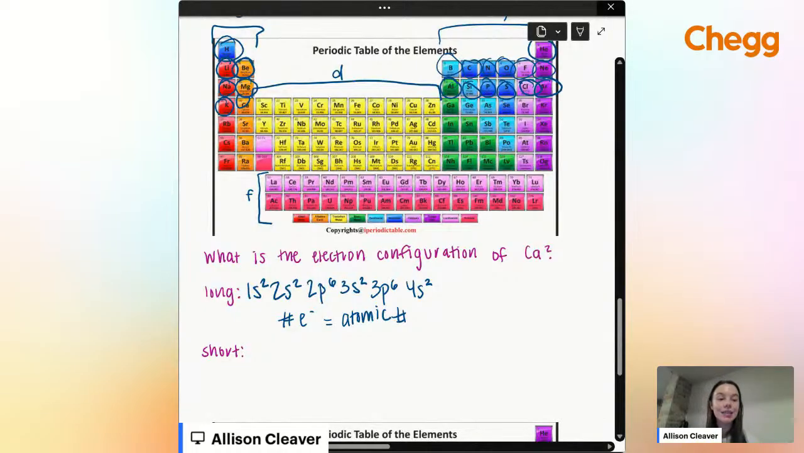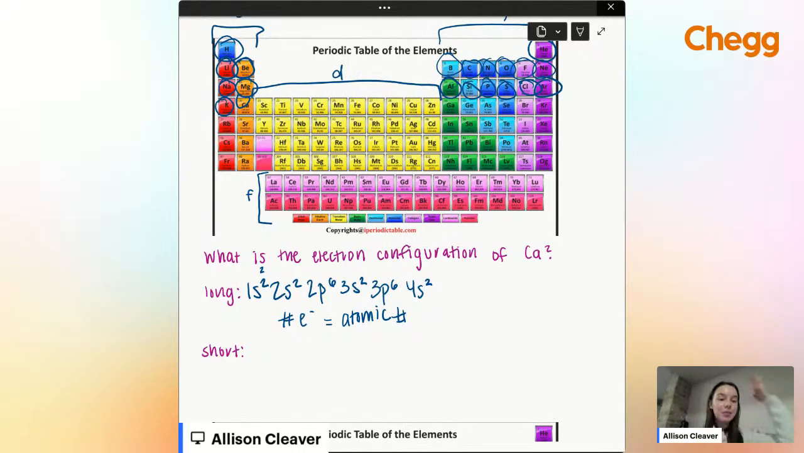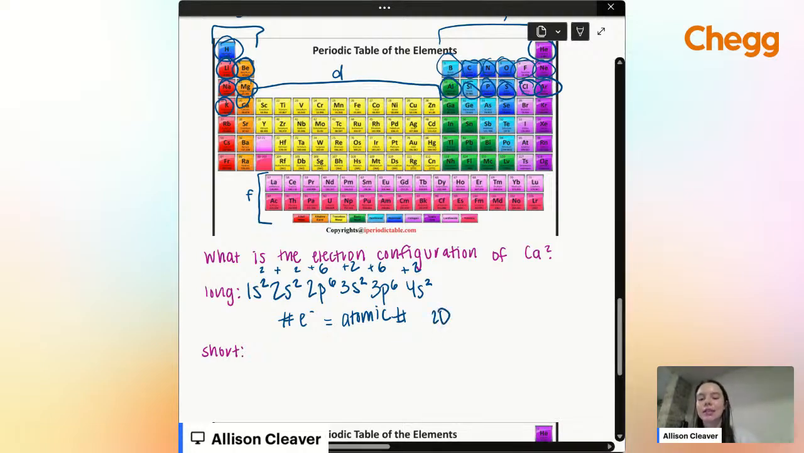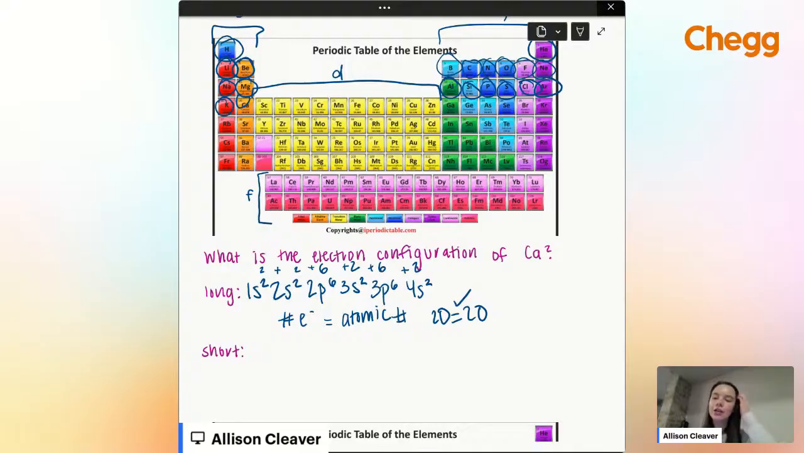And we want to count the number of electrons. So we had 2 electrons that we said here. All of those subscripts are the number of electrons. So we had 2 plus 2 plus 6 plus 2 plus 6 plus 2. Now, if you have your calculator out, put that all in your calculator and let me know what you get. You should get 20, because your number of electrons should equal your atomic number. So if you got 20, you know you found the electron configuration correctly. So great job, guys. Now I'm going to show how to find the short configuration.